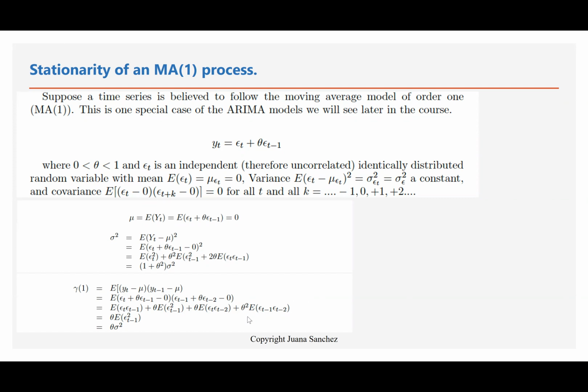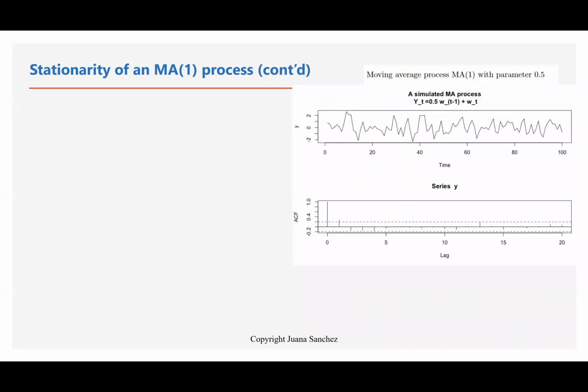And then substitute for things you recognize. Again, the expectation of epsilon t minus 1 times epsilon t minus 2 is going to be 0 because these epsilon terms are not correlated. The expectation of epsilon t minus 1 squared is just the variance because the expected value of epsilon is 0. So you're left with a covariance for lag 1 equal to theta sigma squared. And that is interesting, it's constant. Now, what about the covariance at lag 2?